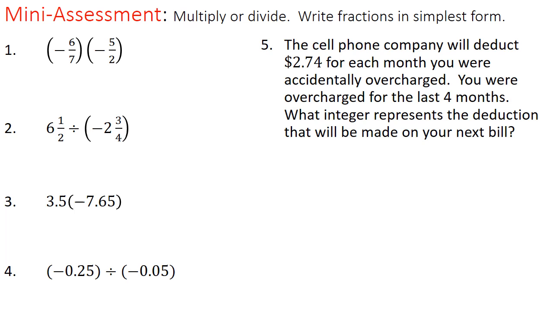And for problem number 5, we see that the cell phone company will deduct $2.74 for each month you were accidentally overcharged. You were overcharged for the last 4 months. What integer represents the deduction that will be made on your next bill?